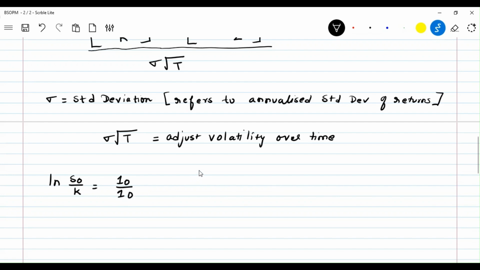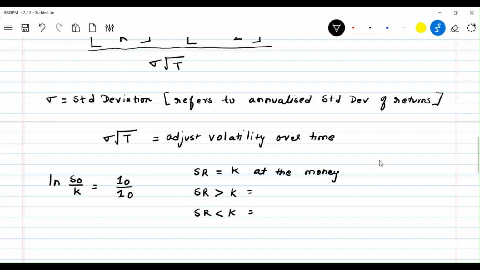Now, what do I mean to say? I am basically saying that SR is equal to K. Now, what happens if SR is equal to K? We say that it is at the money. Okay. So, there are three things which you should know: if your SR is greater than K, and your SR is lesser than K.